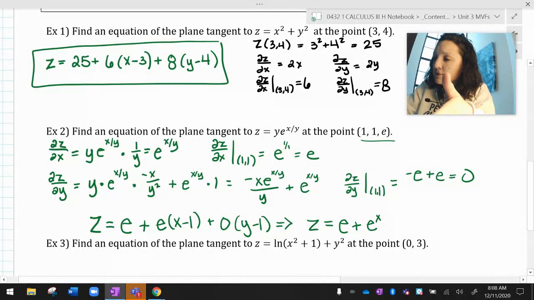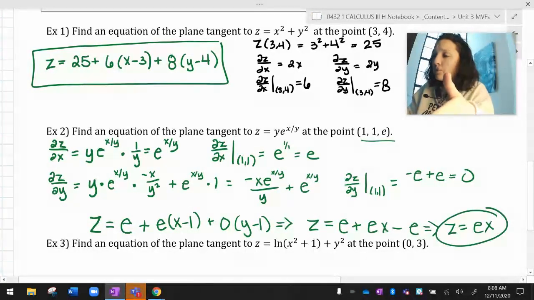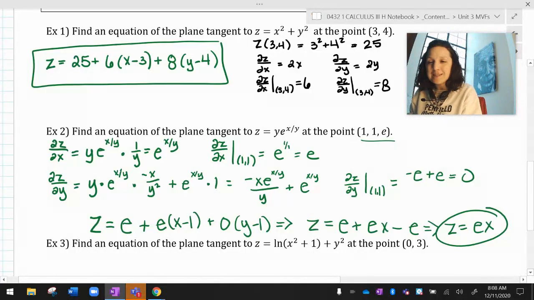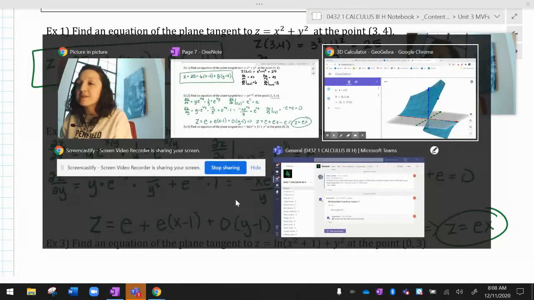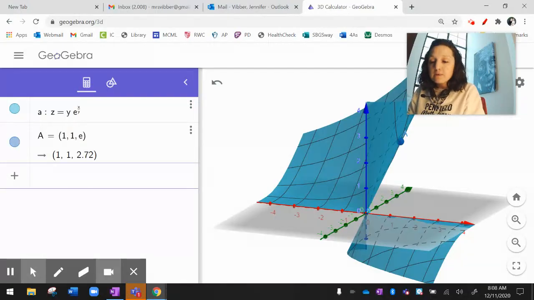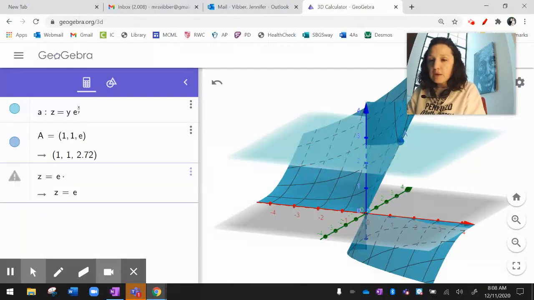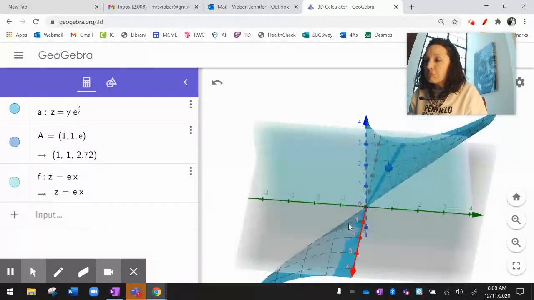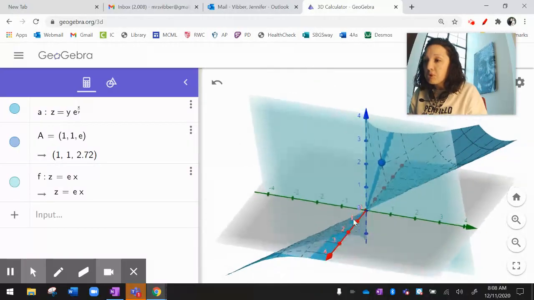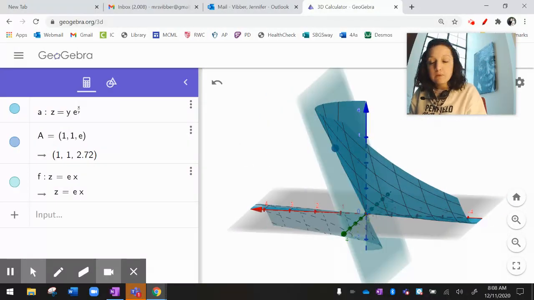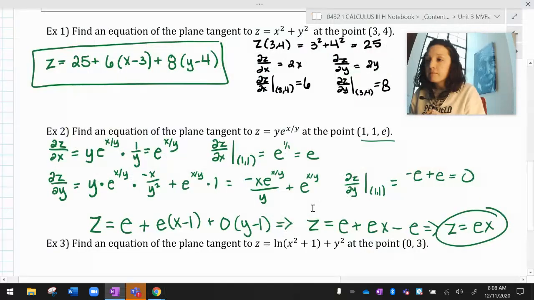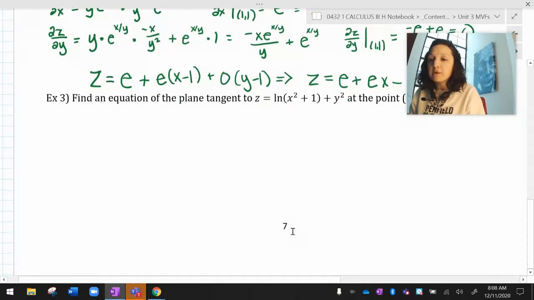Nope, not e to the x. My hand just wanted to write e to the x. ex minus e, which is really z equals ex. What a fun tangent plane that is. z equals ex. Let's see if that makes sense. z equals e times x. Yeah, looks pretty good to me. So there's my tangent plane, I should say.